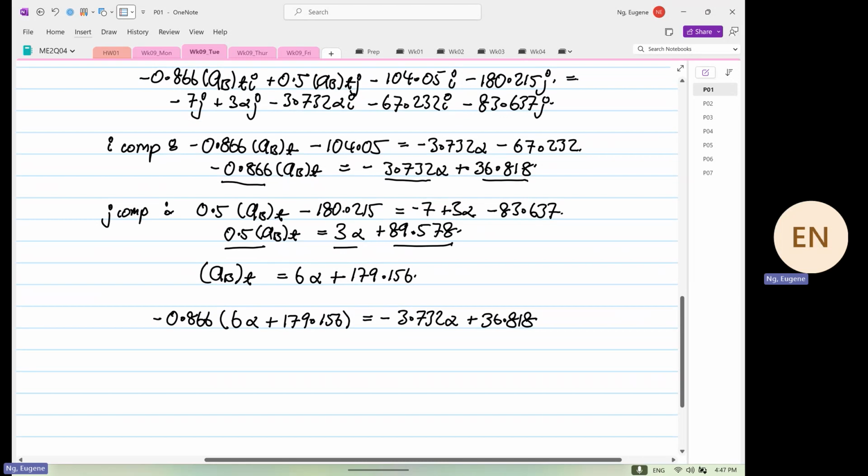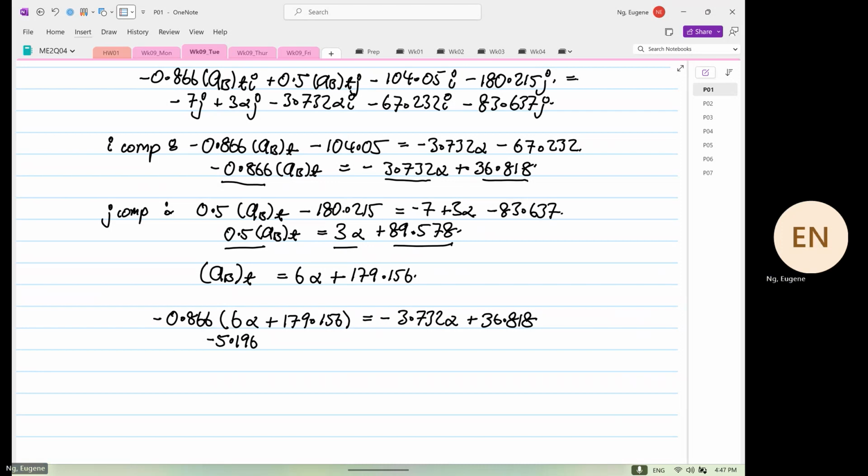So 6 multiplied by 0.866 is minus 5.196 alpha. Minus 179.156 times 0.866 is equal to 155.149. And then it's equal to minus 3.732 alpha plus 36.818. Okay, so let me do it again. 0.866 times 6. Yep. 179.156 times 0.866. Yep.